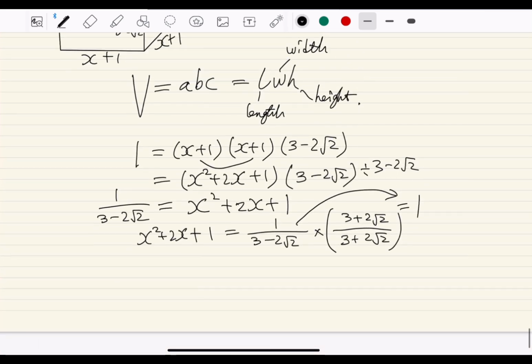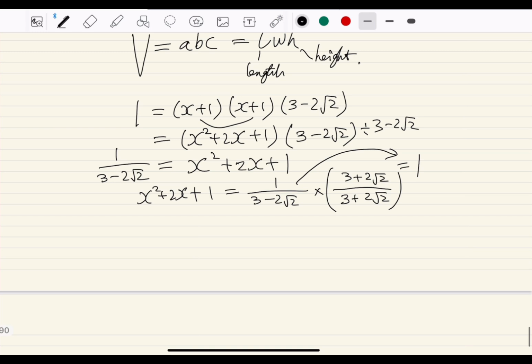When we multiply this out, we notice 3 squared is 9 and 2 root 2 squared is 8, so the denominator is 9 minus 8, which is 1. On the top is simply 3 plus 2 root 2. Anything over 1 is still that thing, so that is 3 plus 2 root 2. Now we need to move everything to the other side of the equation. Therefore, we have x squared plus 2x minus 3 minus 2 root 2 equals 0.